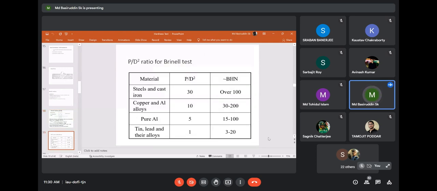But people did n number of different tests, and they tried to plot the data, like BHN versus depth of indentation, and they found that whenever this ratio reaches 0.375, the BHN value actually becomes fixed. It is not changing with load much. Let me draw something simple, then I think it will be clear to you.